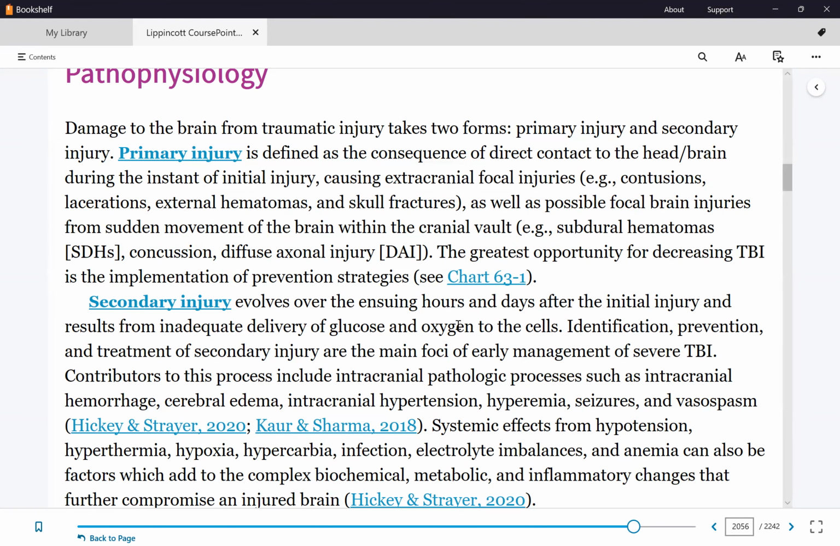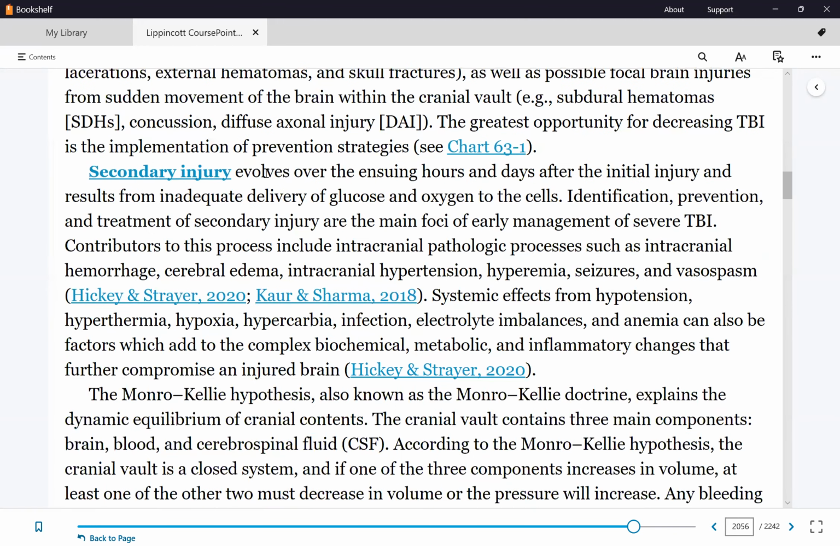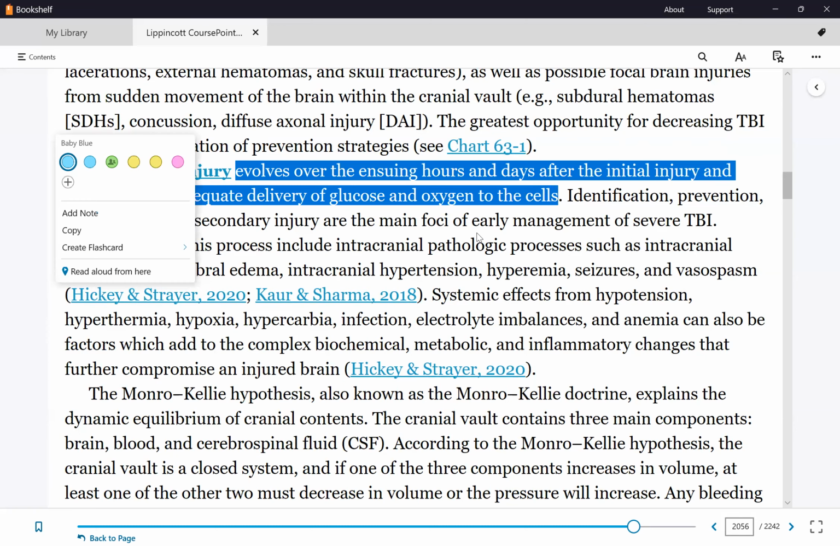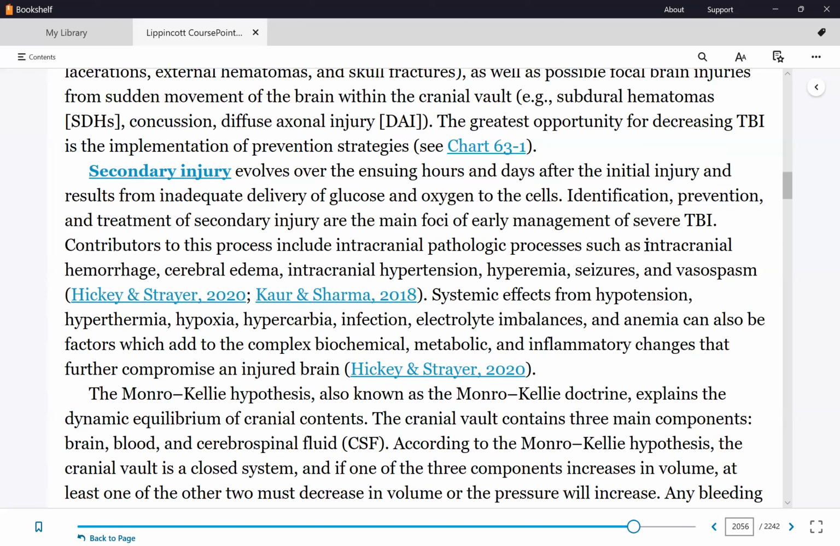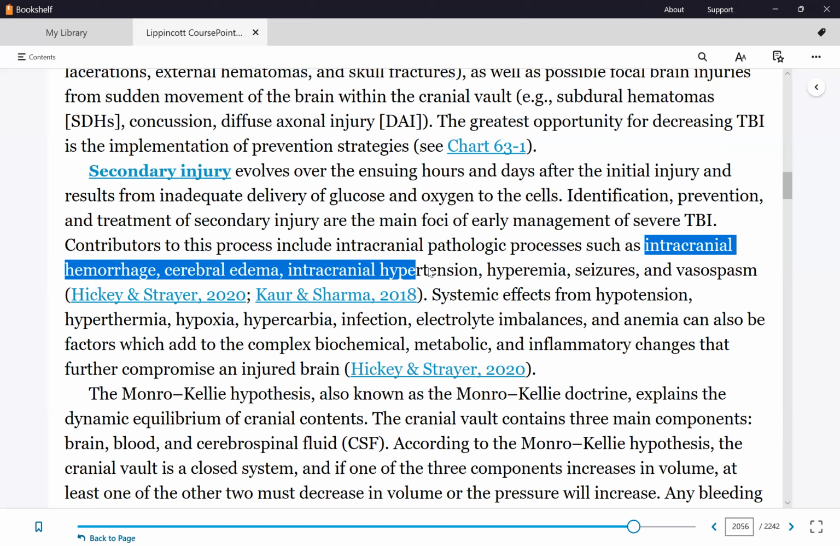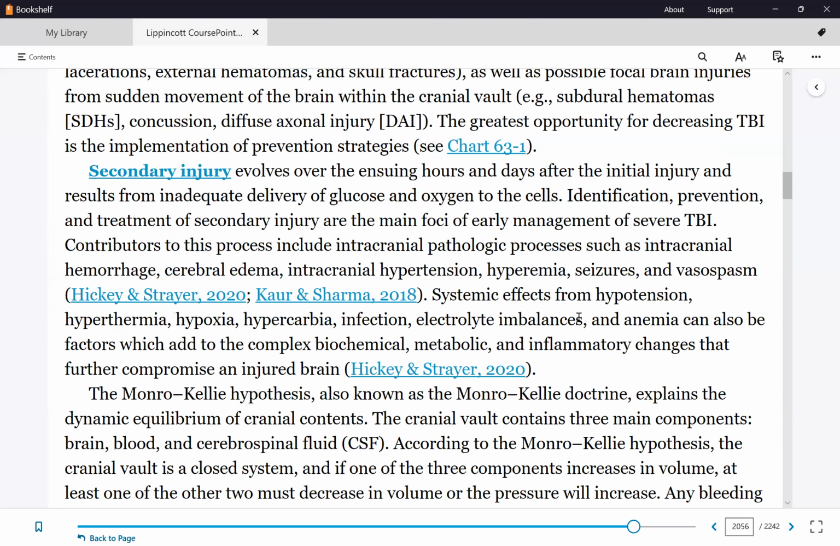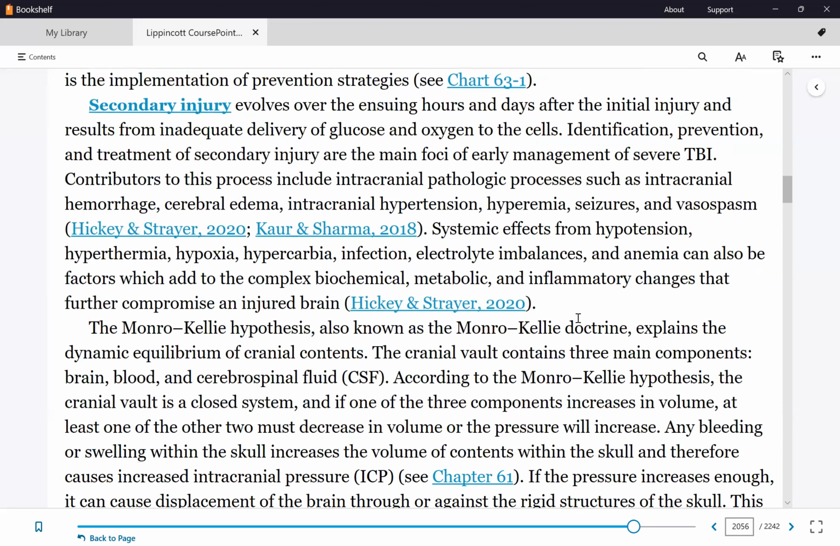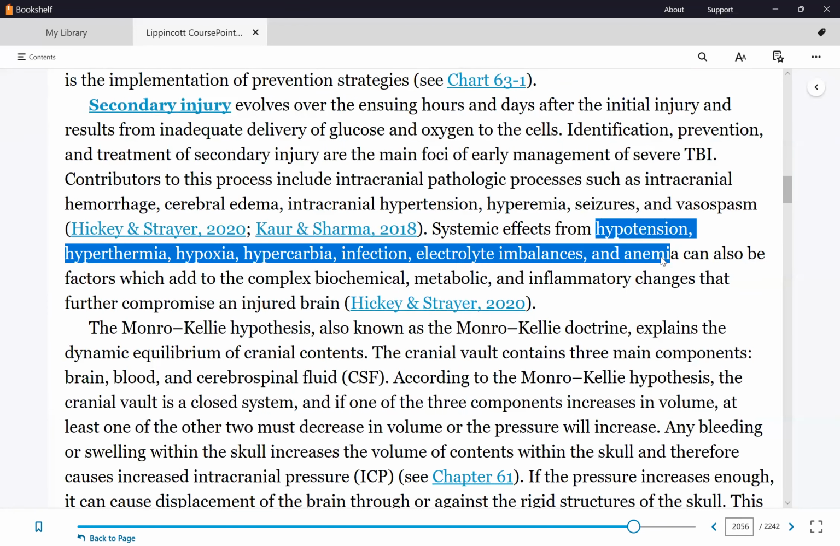Now, what are those secondary injuries? These are anything that evolves over the ensuing hours after the initial injury. This can be any of the following: intracranial hemorrhage, cerebral edema, intracranial hypertension, hyperemia, seizures, and vasospasm. There are a few more, but basically, what causes the secondary injuries? They are the effects from the following: from hypotension, from hyperthermia.